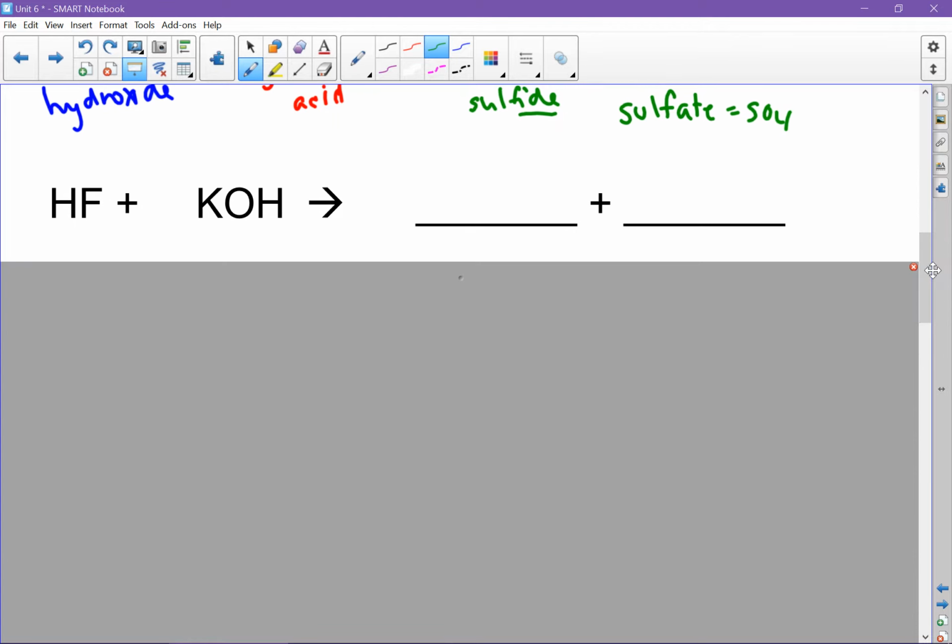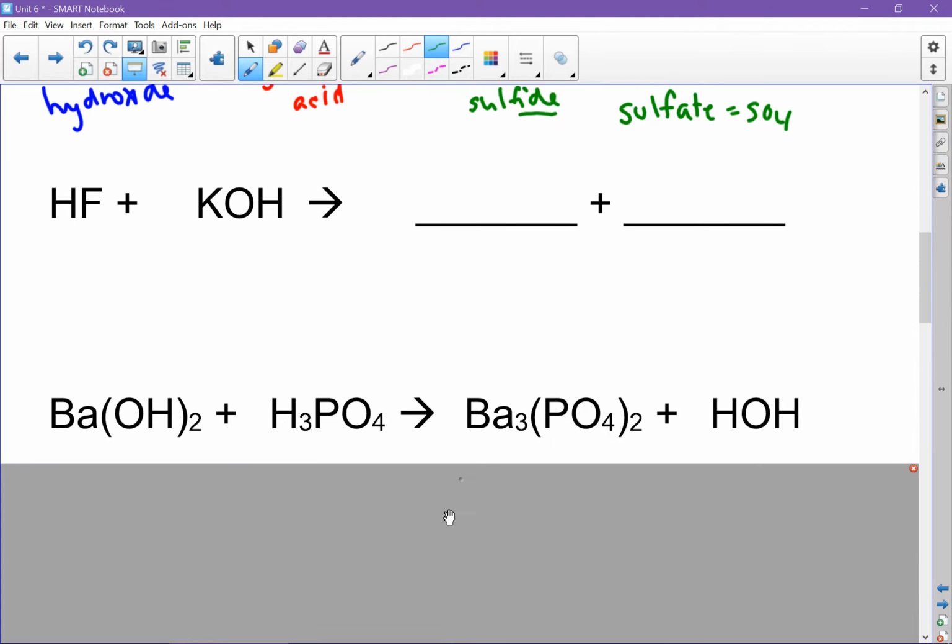Alright, now we're going to make it a little harder. Now you only got a part of the reaction and you have to figure out the rest. So we're still going to look at the parts just like we did before. H at the beginning, here's the acid piece. OH at the end, here's the base. So we know that one of the things we have to make is water, which is HOH.